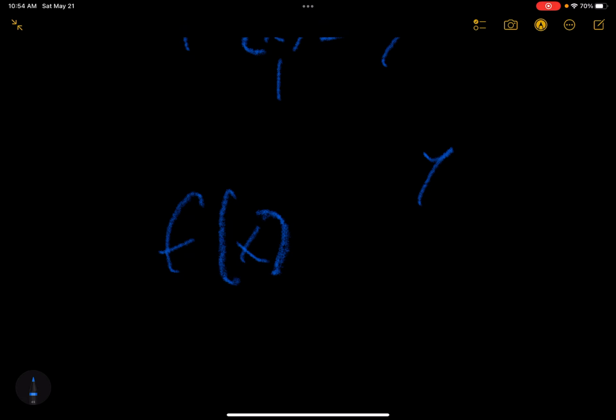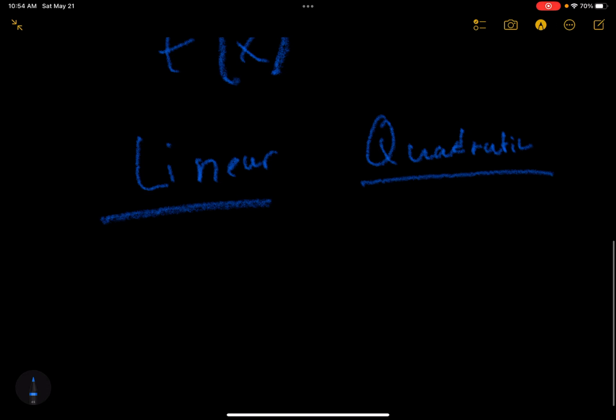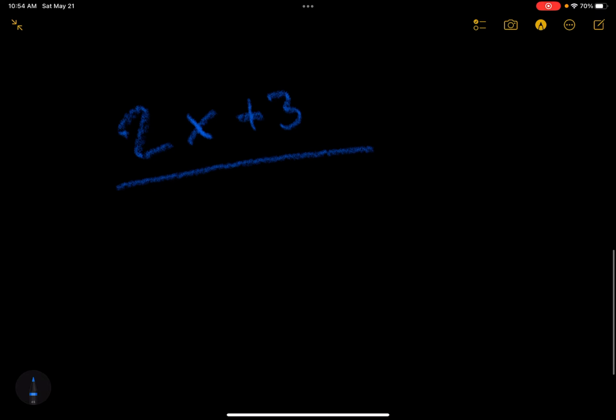So now let's talk about types of functions. There's really mainly two: linear and quadratic. Let's talk about linear functions. Let's just say we have a function of 2x plus 3. This is our function, correct?